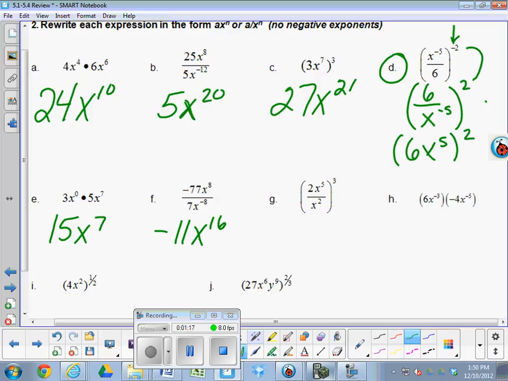From there, you could square the 6 and make the x to the 5 times 2, which is 10. So the final answer there is 36x to the 10th. Go ahead.